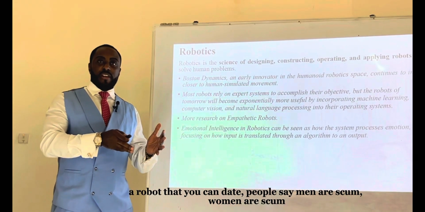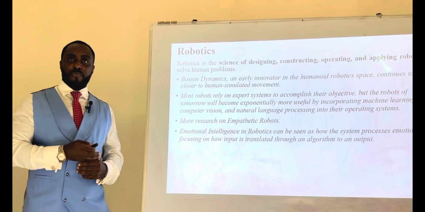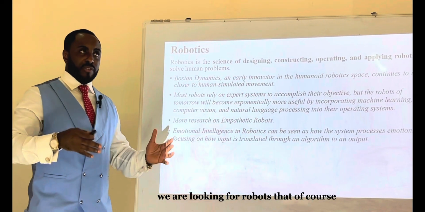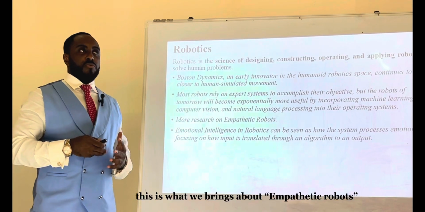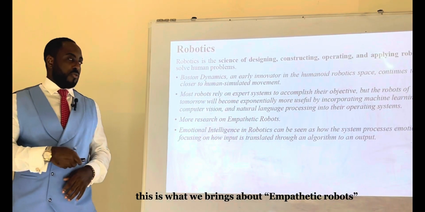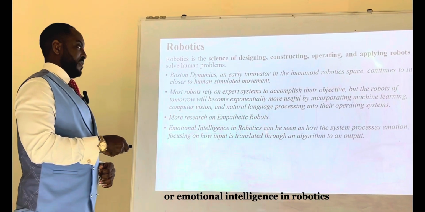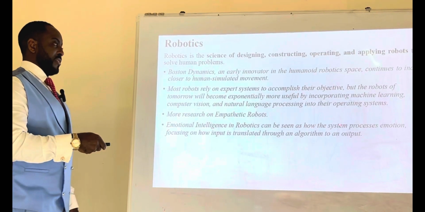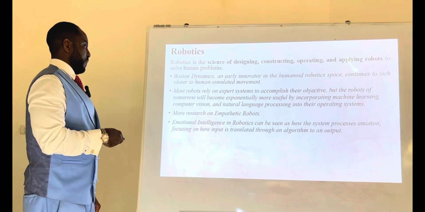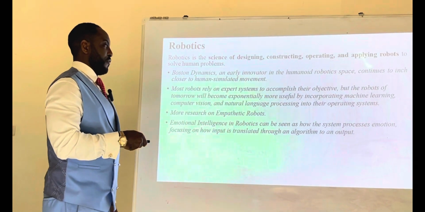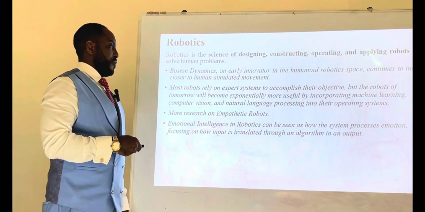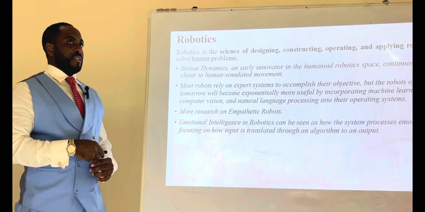A robot that you can date. People say men has come, women has come now. So we are looking for robots that, of course, have empathy. So this is what brings about empathetic robots or emotional intelligence in robotics. It can be seen as how the system processes emotion, focusing on how input is translated through an algorithm to an output. So we'll not go deeper into this.